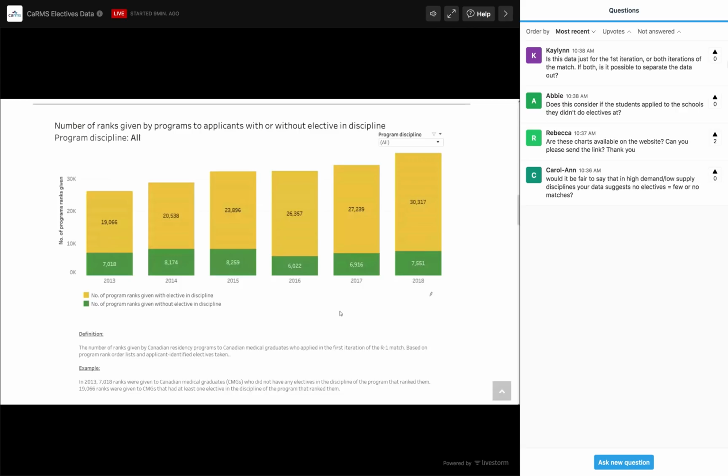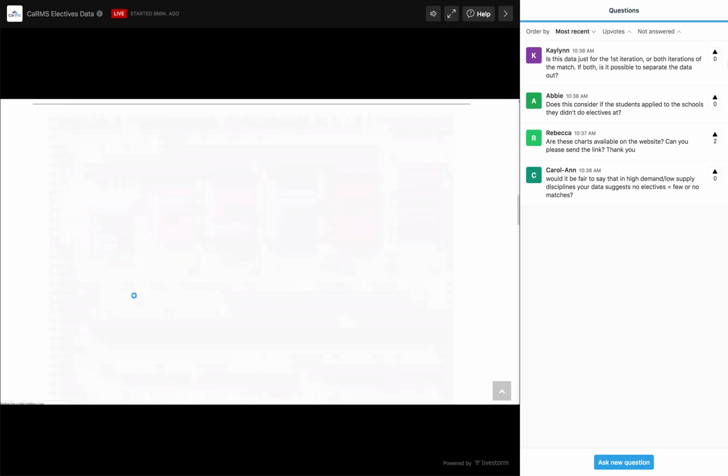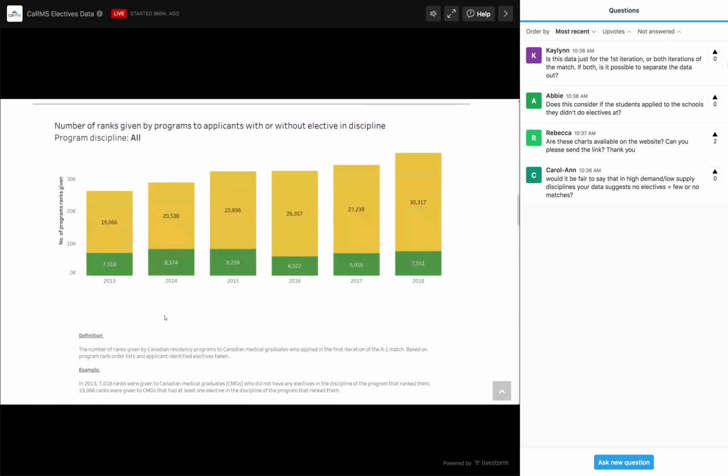So the yellow is the number of program ranks given with an elective in the discipline, and the green is the number of ranks given without an elective in the discipline. So for example, in 2018, 30,317 ranks were given to applicants who had an elective in the discipline, 7,551 given to applicants who did not have an elective in the discipline.